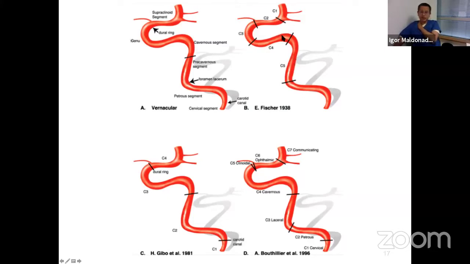So I think that the best way to deal with different classifications is to use not only numbers but also vernacular classification. Every time we describe it, we should use terms to describe it. Gibbon and Bouthillier, or more recent classifications, were quite different. You see that the segments are numbered in the direction of the flow. They do not correspond perfectly. Interestingly, in the Bouthillier classification, you have a small segment for the clinoidal portion.